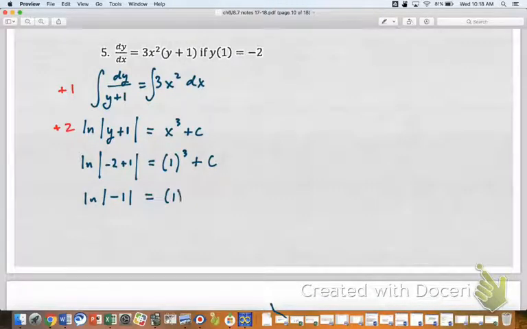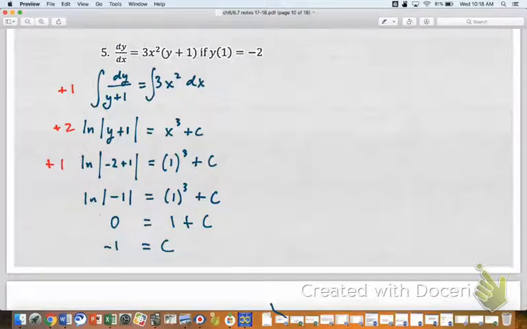And the absolute value of -1 is 1. And ln of 1 is 0. So we can say 0 equals 1 plus c. Oh, I forgot, I got a point. I plugged in my initial condition with the c in there, so I got a point on that step. And then, of course, this is a pretty easy equation to solve. -1 equals c.